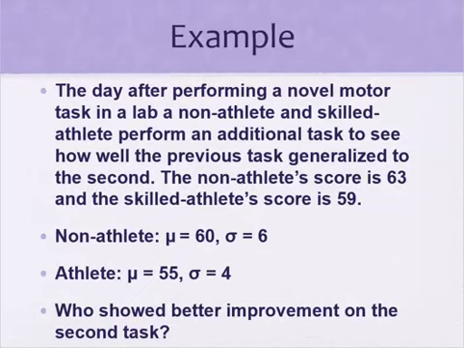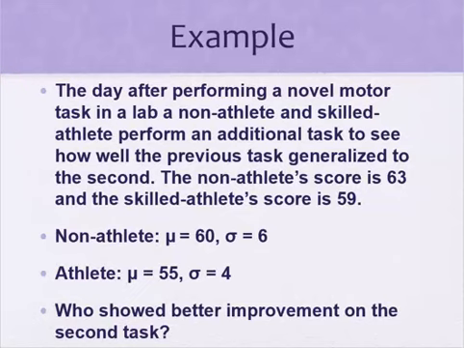The day after performing a novel motor task in a lab, a non-athlete and skilled athlete perform an additional task, right? So now a different task, to see how well the previous task generalized to their performance on the second task, right? We study this in motor research. We teach you how to do some sort of intricate motor performance, and then we give you a completely different task to do, and we see if the things that you learned from the previous task help you on the second task. So here we're measuring performance on the second task.